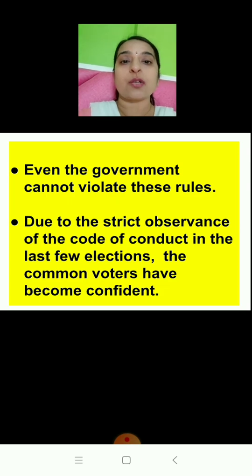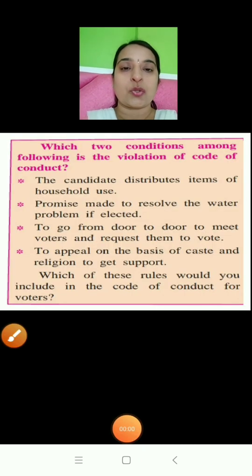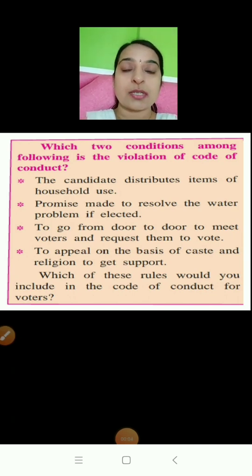So because of the strict observance of the code of conduct, that is the rules and laws, in the last few elections, common voters have become very confident. Now they are free to choose their own candidate of their choice. There is no pressure on any of the voters. They can choose any candidate of their choice. So children, code of conduct is the rules or laws which are to be followed by the government, by the political parties and by the voters.